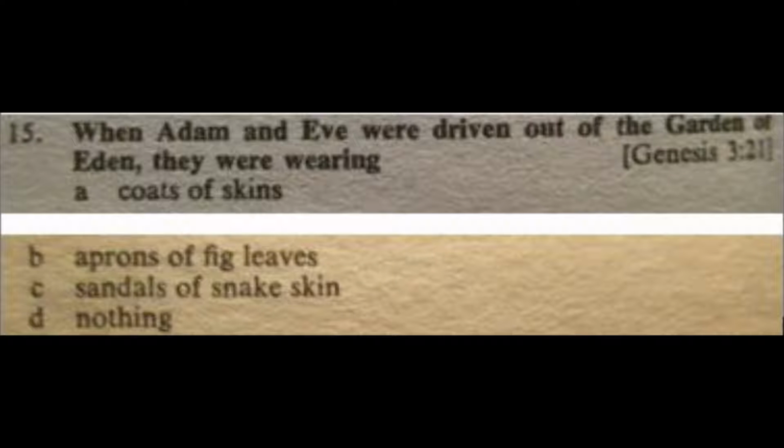15. When Adam and Eve were driven out of the Garden of Eden, they were wearing A, coats of skins, B, aprons of fig leaves, C, sandals of snakeskin, or D, nothing.